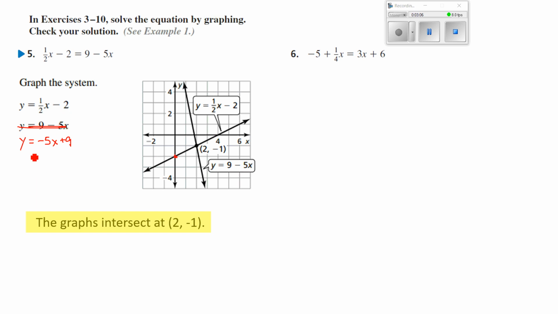Next, they have y equals -5x plus 9. So we're going to go to +9. That's way up here. And then we're going to go down 5 and over 1. So if we're going down 5 and over 1 from 9, 9 minus 5 is 4, and over 1 would be here. And we'll go down 5 again and over 1 here. That would give us 2 and -1. All right, you have number 6 to do.